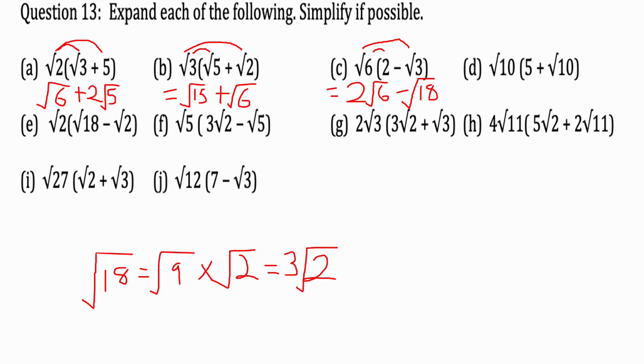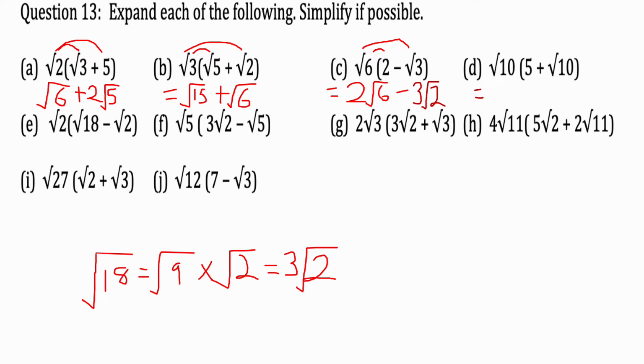So 3 times root 2, which is just 3 root 2 we write, without the times sign. So I can now change minus root 18 into minus 3 root 2. So this is what I mean by simplifying surds. You are trying to look for the highest square number that goes into that number that is a factor. So it requires you to have knowledge of your square numbers.